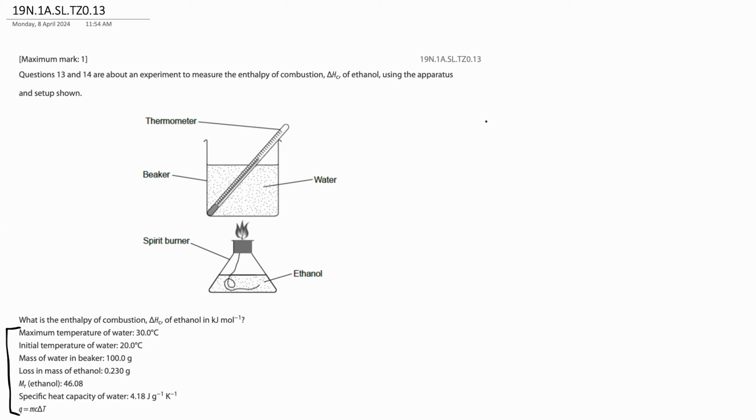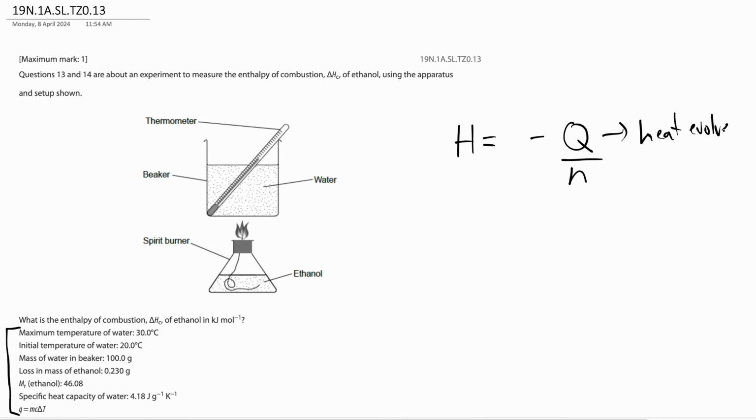What is the formula for enthalpy of combustion, or enthalpy in general? Well, the formula, it's in your data booklet. It is actually H is equal to negative Q by N. That's your formula. Okay, where Q is the heat evolved and N is the moles.